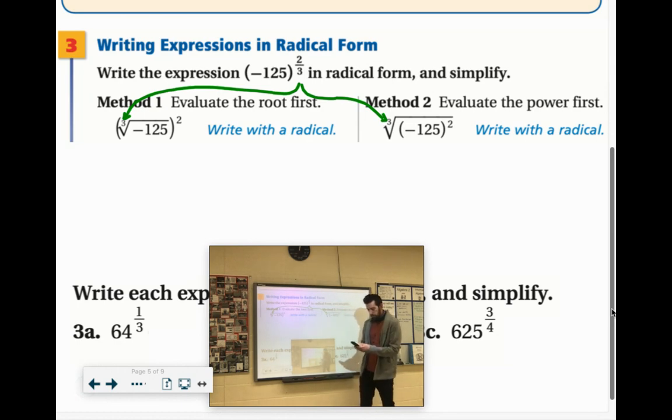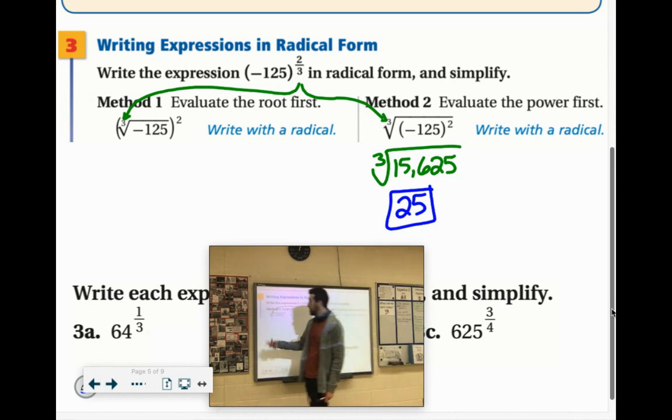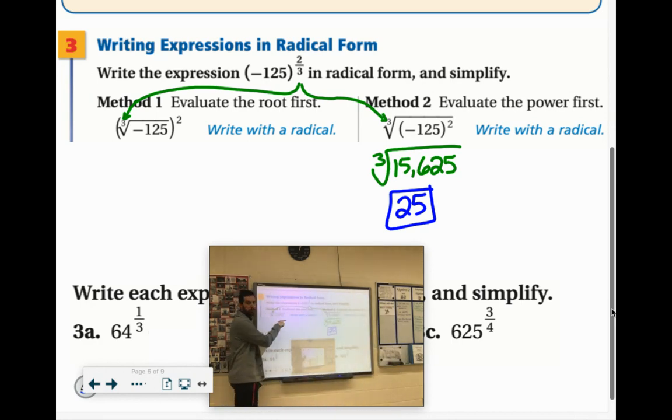So let's see, 125 squared is 15,625. And then you can do the cube root of that, which would give you 25. Great, that works. What I'd prefer is you take the cube root first.